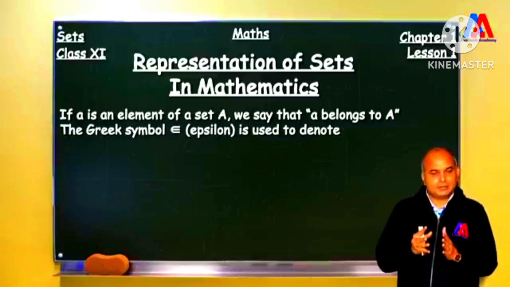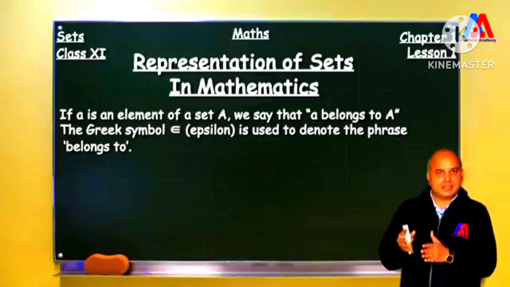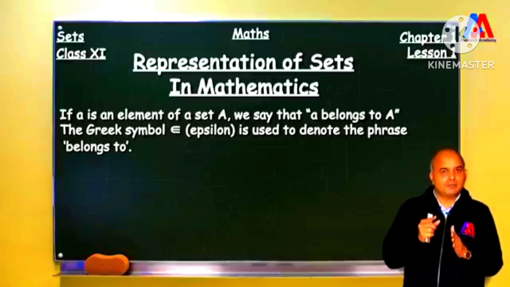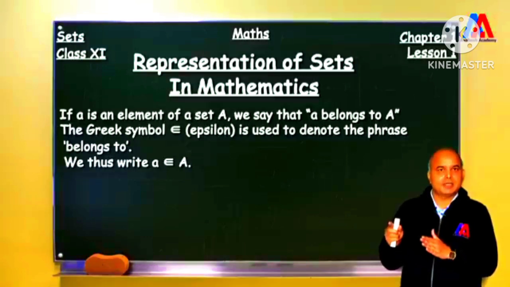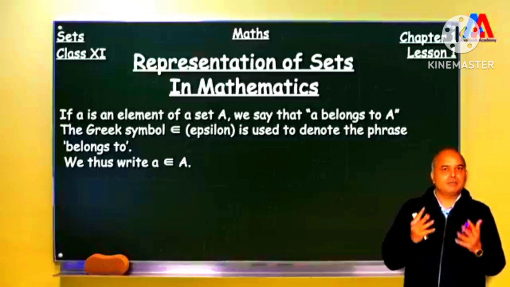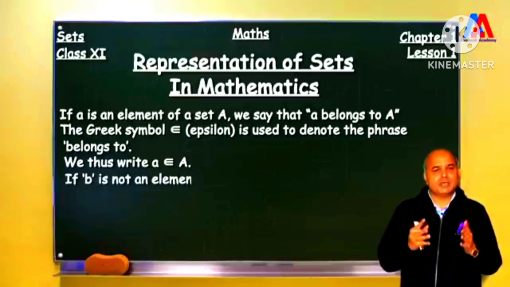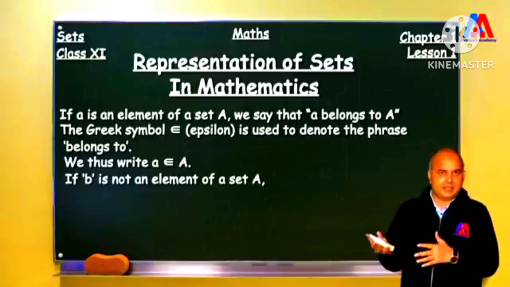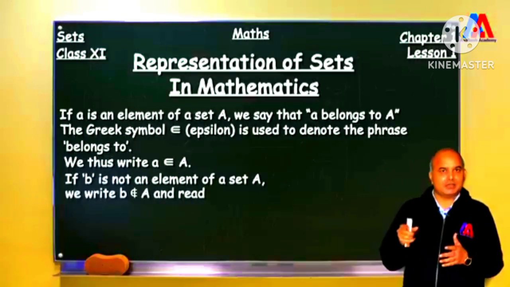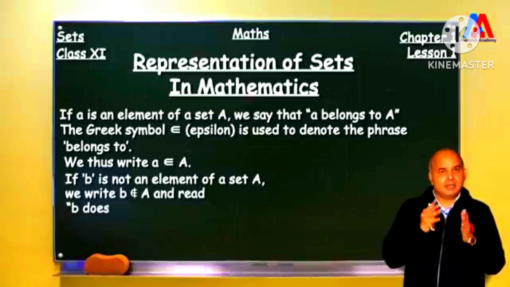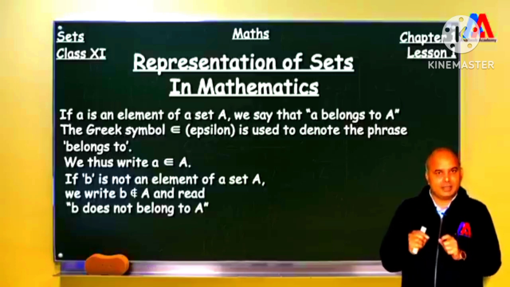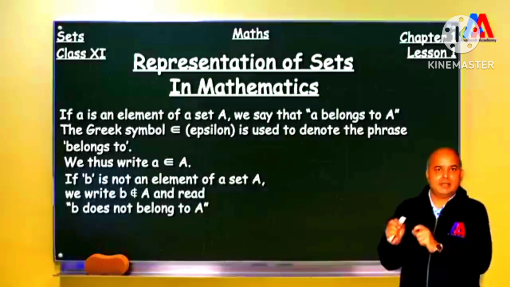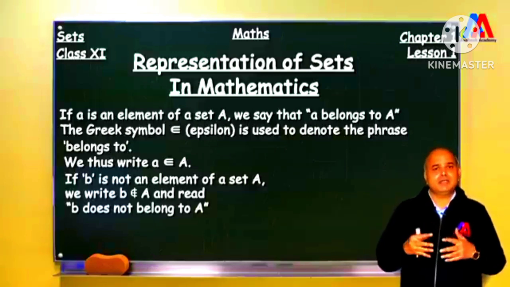The belongs-to word is generally represented in mathematics by a Greek symbol called epsilon. So when we write small a epsilon capital A, it means small a element belongs to the set which is capital A. So this is how we represent the sets. If a particular element is not part of the set, then we put epsilon with a slash. This symbol is called epsilon not, and we say b does not belong to A. That means b epsilon not A. It means that the small letter b does not belong to set A. So this is how we represent in the set form.